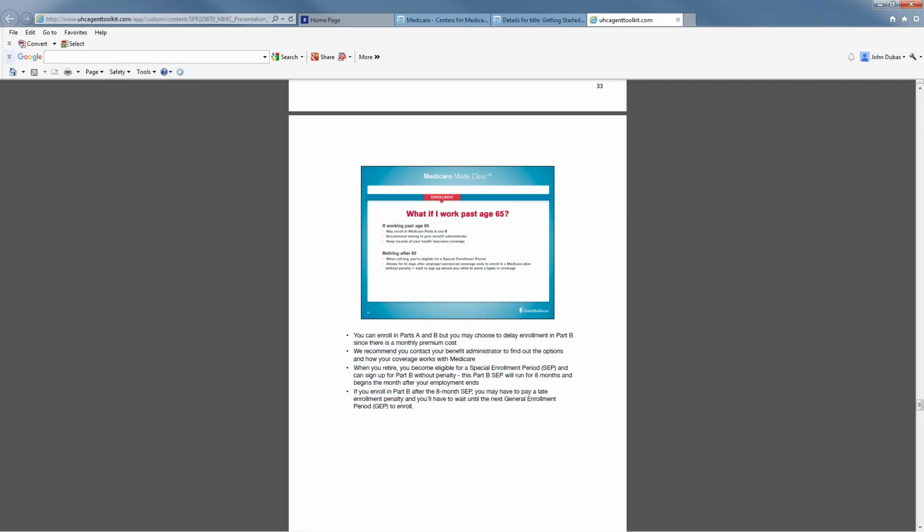When you retire, you can become eligible for a special election period, that SEP we referred to, and you can sign up for Part B without penalty. This Part B SEP will run for 8 months and begins the month after your employment ends. If you enroll in Part B after the 8-month SEP, you may have to pay that late enrollment penalty, and you'll have to wait until the next general election period, a GEP, to enroll.